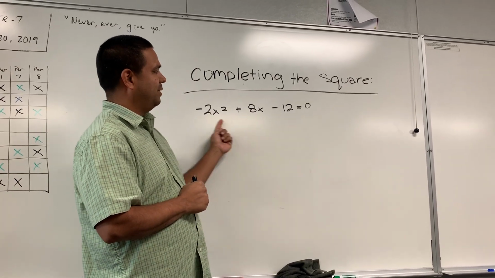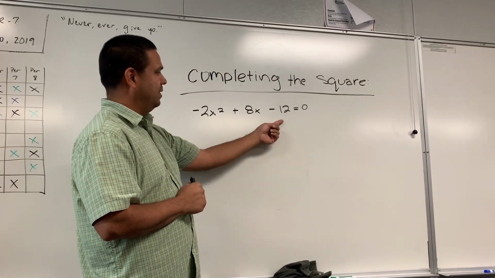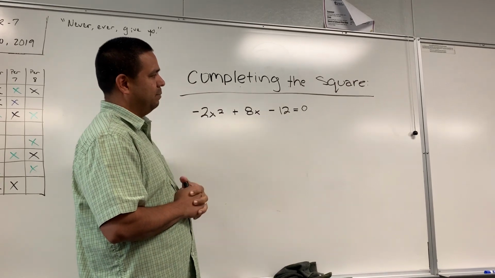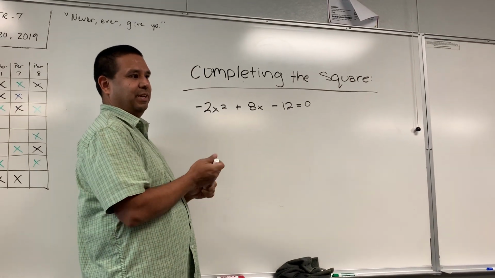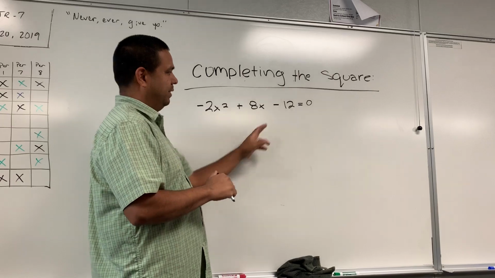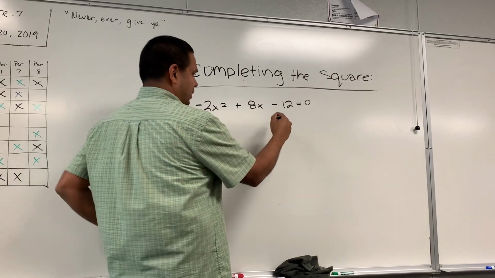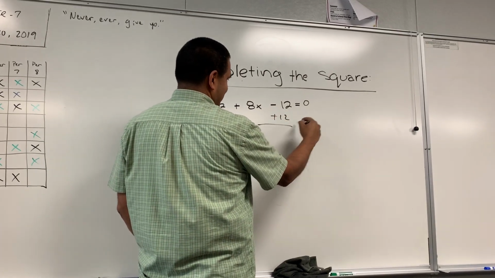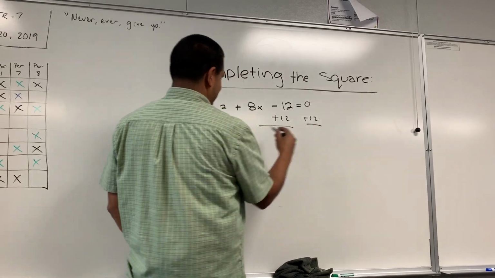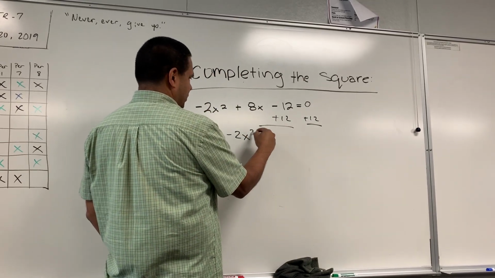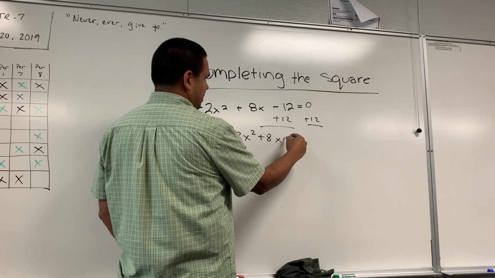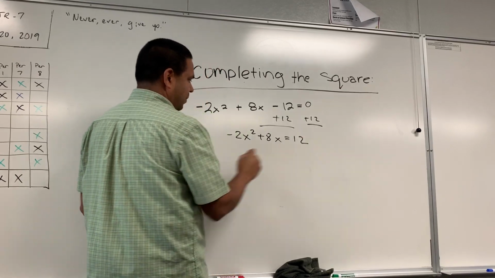So today we're going to review completing the square. Let's say we want to solve this quadratic equation by using this method. The first thing you're going to do is move the constant to the other side of the equal sign. You're going to add the 12. So you got negative 2x squared plus 8x equals 12.